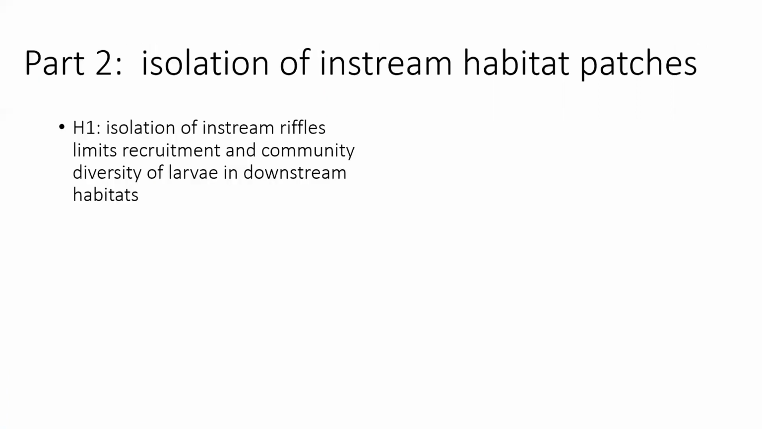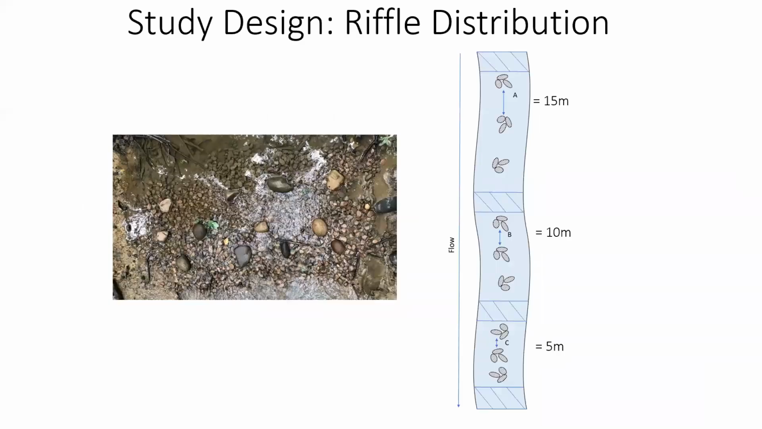Moving on to the second part of this study, we also wanted to test whether isolation of in-stream riffles limits recruitment and community diversity of larvae in downstream habitats. To study the effects of habitat isolation, we were strategic in where we built the riffles that I just discussed in part 1. When we built our 9 riffles, we constructed them in sets of 3, where the sets varied by inner riffle distance.